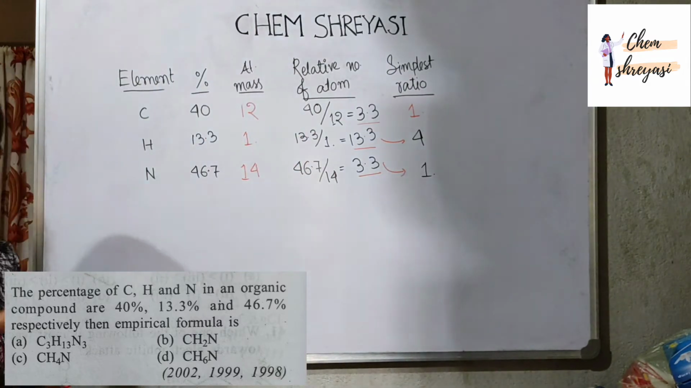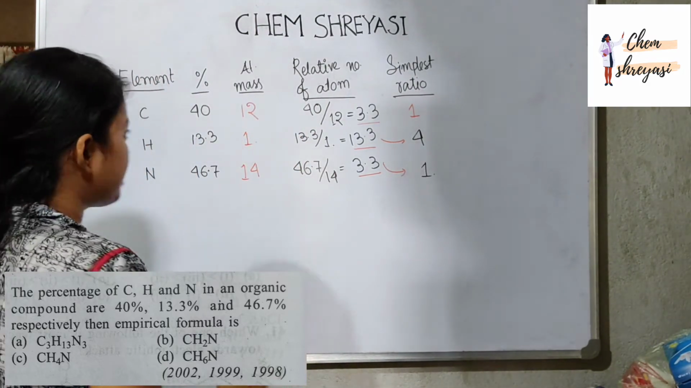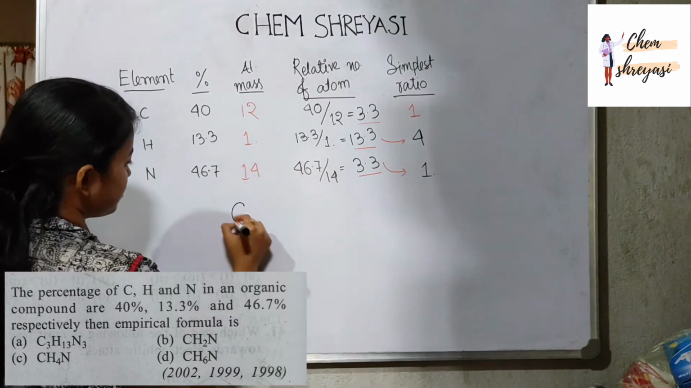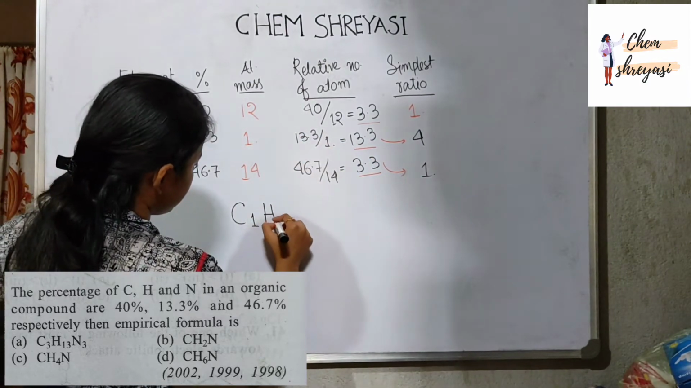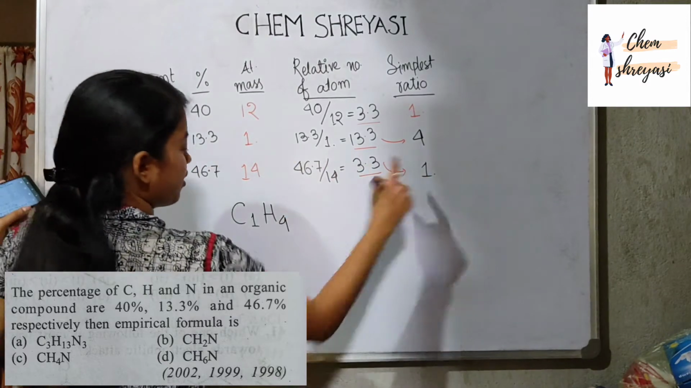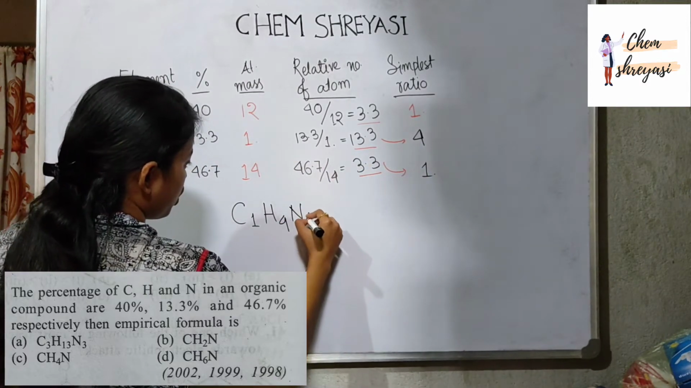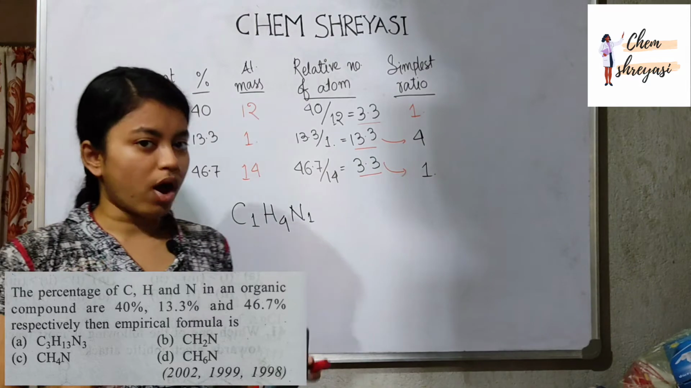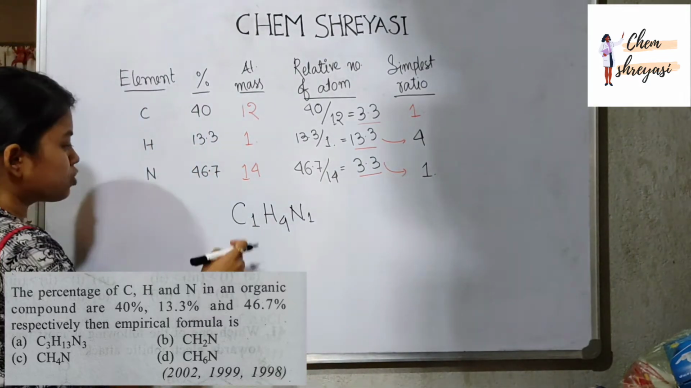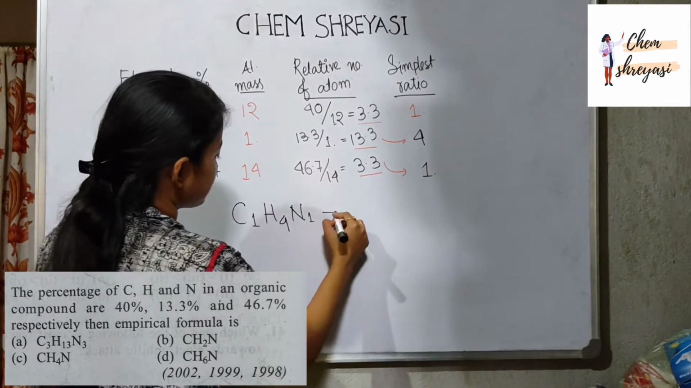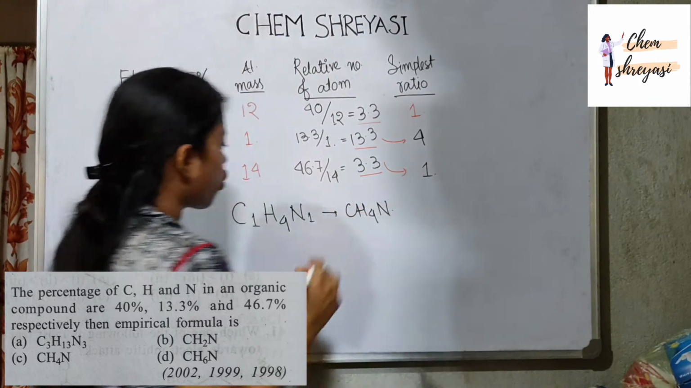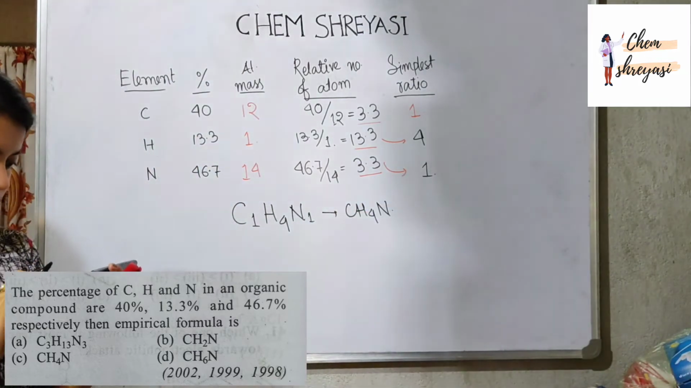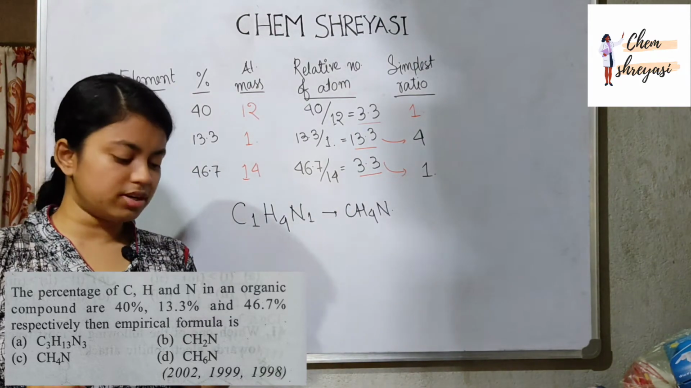So, the empirical formula in this case is C1H4N1. We do not have to write 1 when there is only 1. So, we can easily write it as CH4N. So, option C is the right answer, which is CH4N.